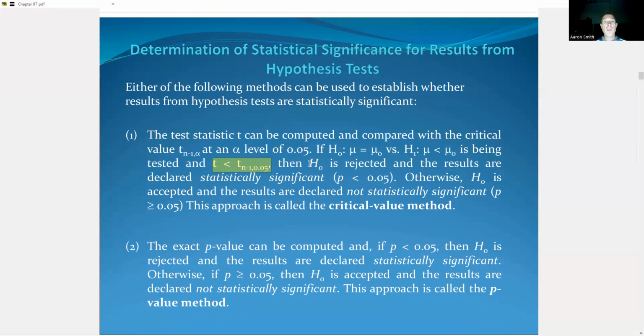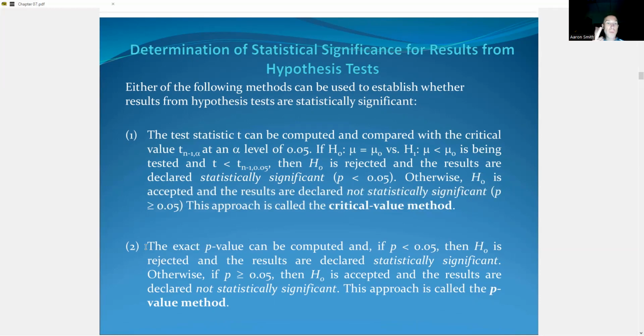then, in this situation, H naught is rejected and the results are declared statistically significant. Otherwise, for all the other ways of wording this, H naught is accepted and the results are declared not statistically significant. This approach is called the critical value method.